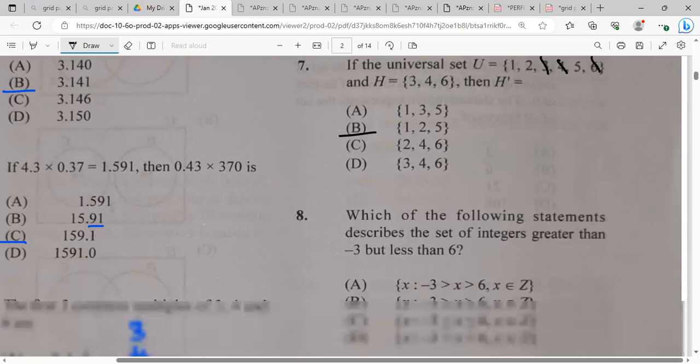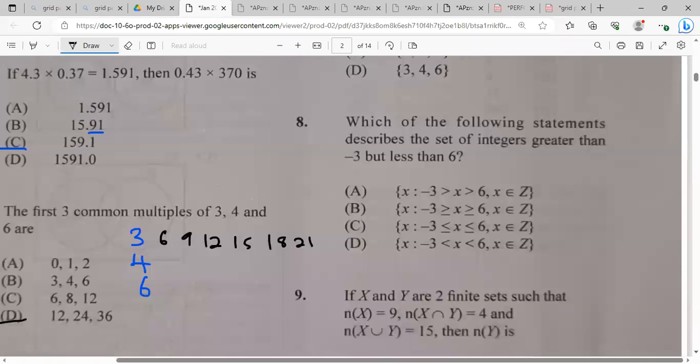Number 8, which of the following statements describes the set of integers greater than -3 but less than 6? So greater than -3 but less than 6. That would be D. Greater than -3, less than 6. All right, sometimes I have to read them carefully, guys, can't trust me.